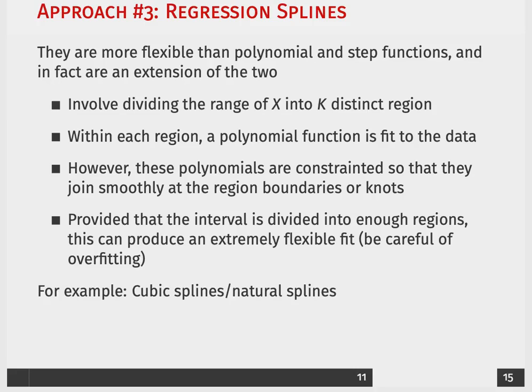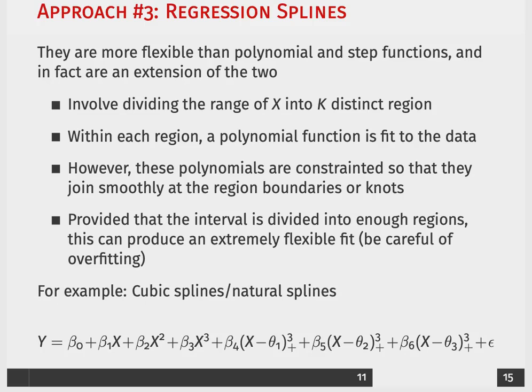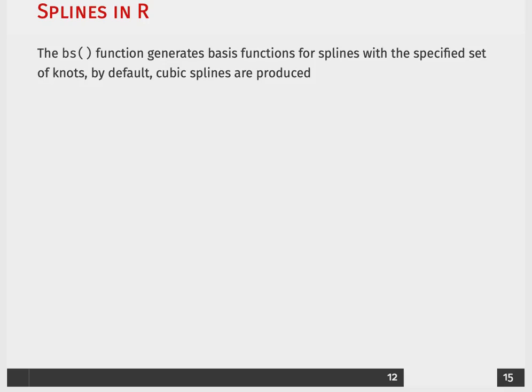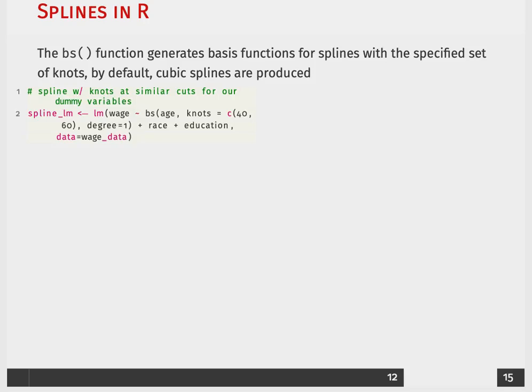For example, you can think of cubic splines. So there's nothing too complicated that's going on here. We still have the same polynomial transformation that we had before, where we have x, x squared, and x cubed. But again, we're just allowing for a different polynomial to be fit for each of those different sections. Now, you'll see that this is pretty easy to implement in R. We're just going to use the bs function, which generates different basis functions for splines with the specified knots. Now, by default, the cubic splines are the ones that are produced, so we could just go ahead and do that. We just have to put in what knots we want.